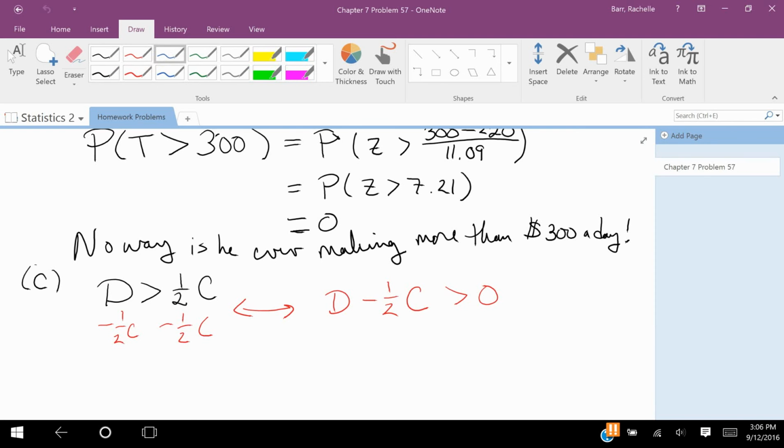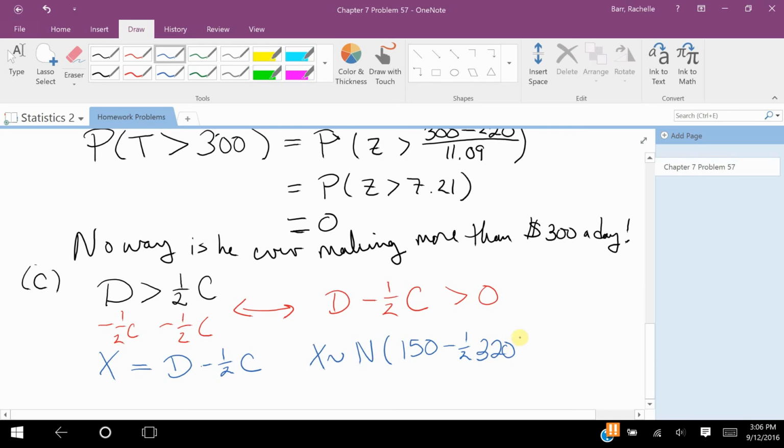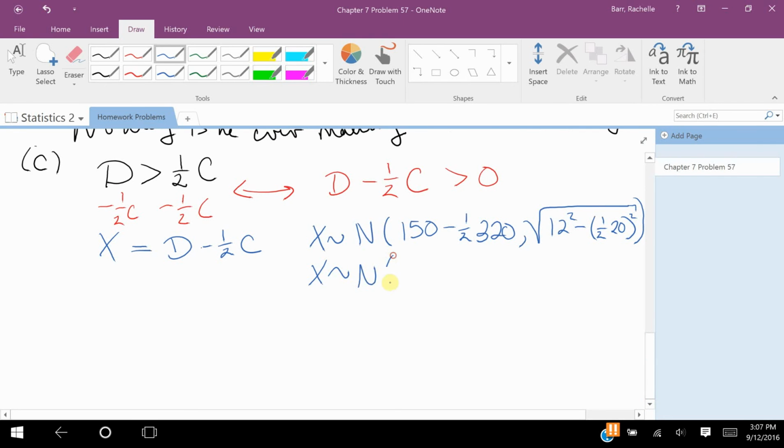So I'm going to define a new variable, which I'm just going to call x because I'm running out of creativity today, equal to d minus 1/2 c. And x is going to be normally distributed with mean, donut mean, which is 150, minus 1/2 of the coffee mean, which is 320. Square root, and now I've got to square the standard deviation, which was 12, minus 1/2 of the 20 from the standard deviation of coffee squared, and I'll calculate that out for you. And that gives you that x is normally distributed with a mean of -10 and a standard deviation, which is the square root of 44. That one doesn't come out too nice. I'm going to leave it like that.